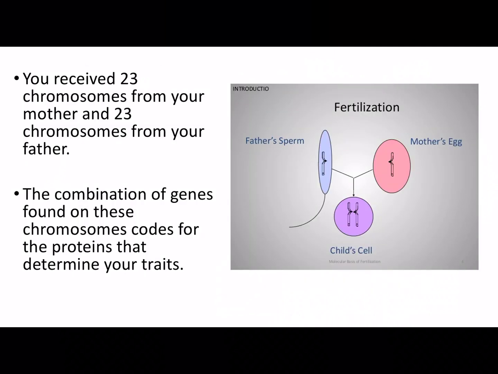You received 23 chromosomes from your mother and 23 chromosomes from your father. The combination of genes found in these chromosomes codes for the proteins that determine your traits, as you can remember when we saw fertilization in the last lesson.